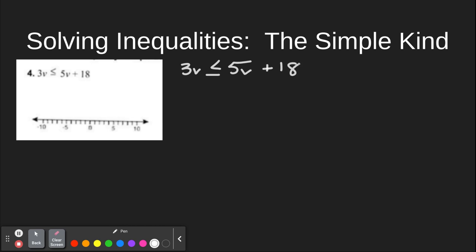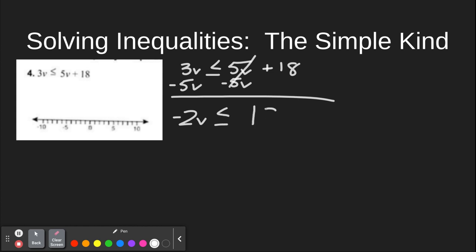Well, I can't do any undoing yet. I need to get all my letters on the same side. So looks like I don't have a choice but to make this negative for a moment. And you get negative 2v is less than or equal to 18. Now, there's something about dividing negatives. What is it? Well, let's think about it like this. Which number of these two is bigger?